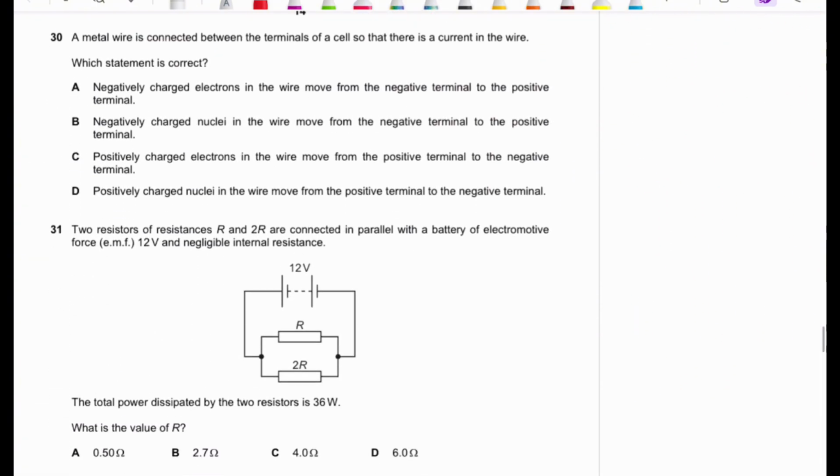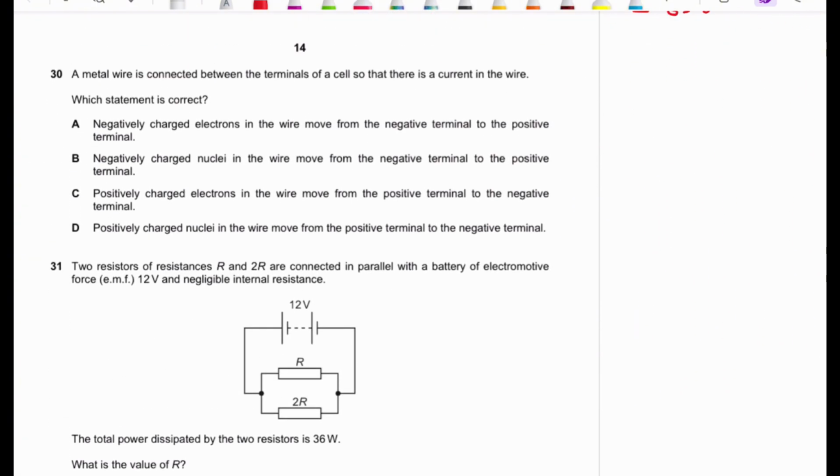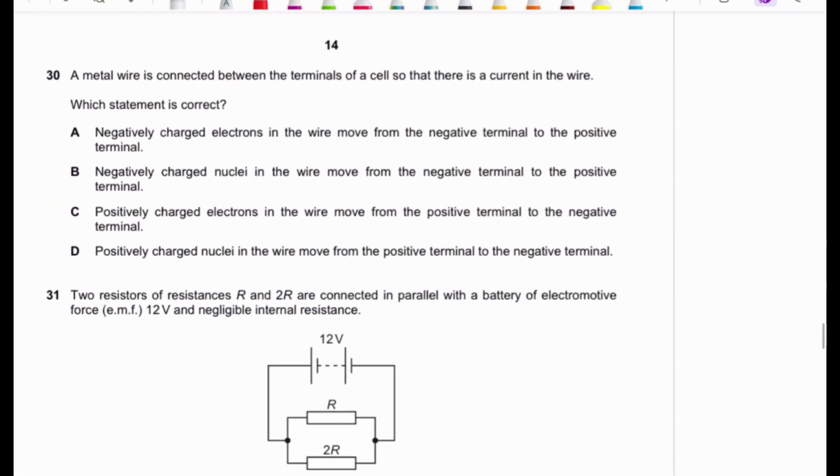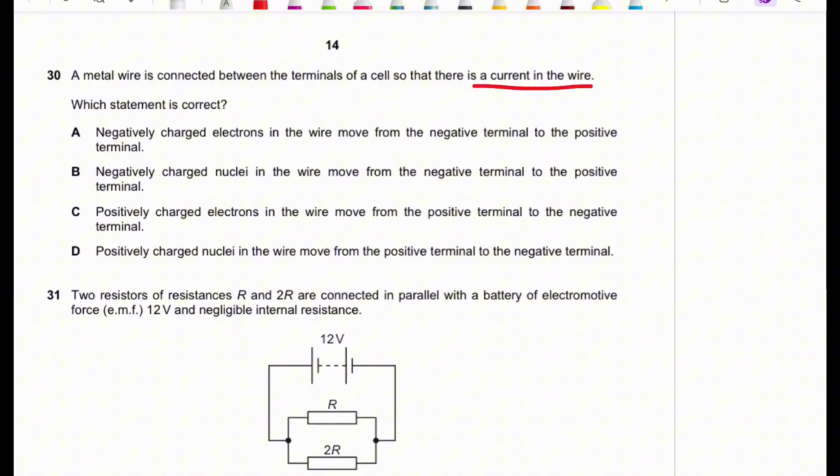Very important. Question 30. A metal wire is connected between the terminals of a battery and there is a current in the wire. Which statement is correct? Basically, electrons move from the negative terminal to the positive terminal. You need to get this, right? So A is correct, right?